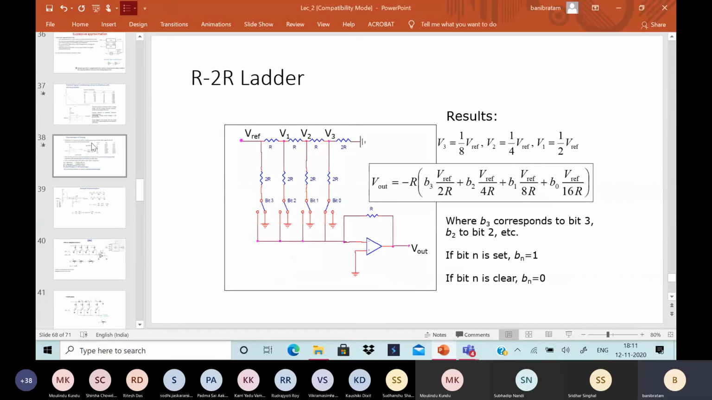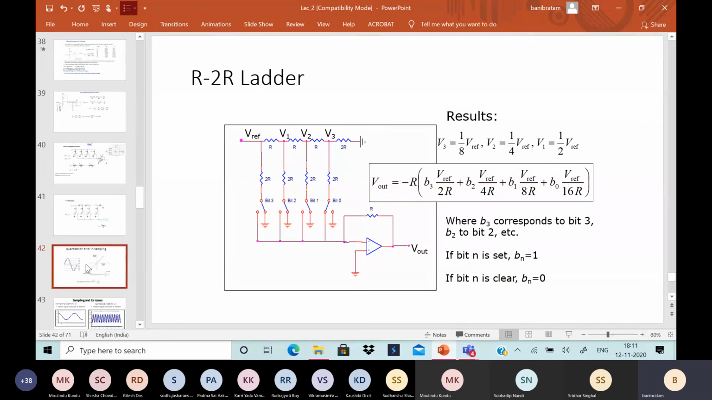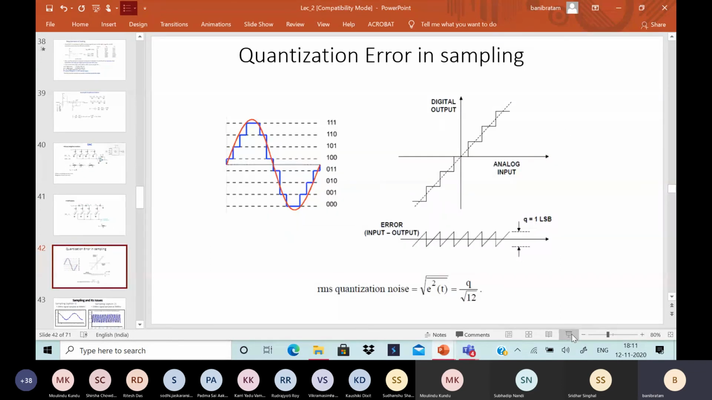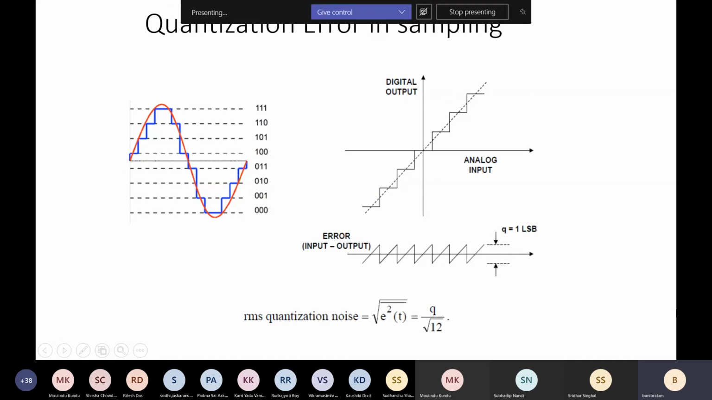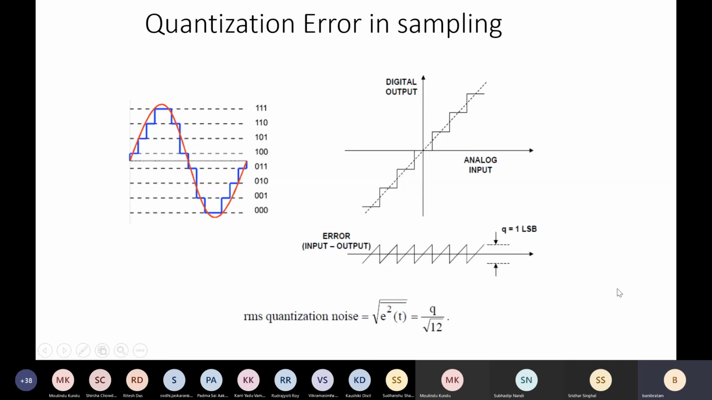Okay, just 2 minutes and we will wrap up. So here we have understood about analog to digital conversion and digital to analog conversion as well, fine.